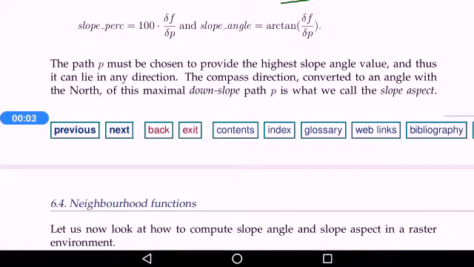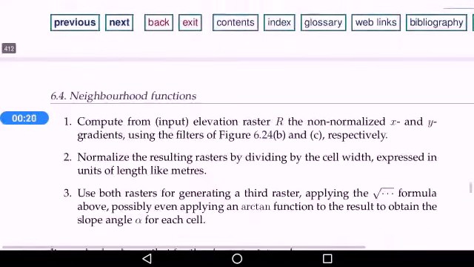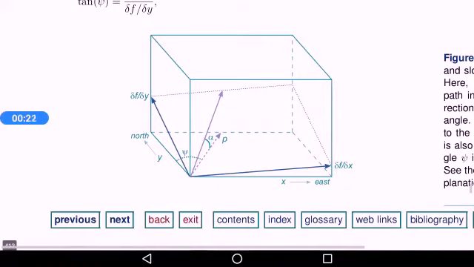The path P is chosen as that path which will provide the highest slope angle value. So it can lie in any direction, and it is that path which is providing you with the highest slope angle. So you can see in this figure here, this is the path P which is that path at which the angle of the slope is the highest.